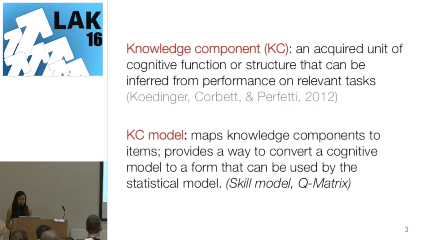Modeling educational data typically requires something like a knowledge component model, which involves the mapping of these actual knowledge components to tasks or problem steps. This knowledge to task mapping provides a way to convert basically a symbolic cognitive model into a form that can be used by statistical models to make predictions about student performance on these tasks or problem steps.